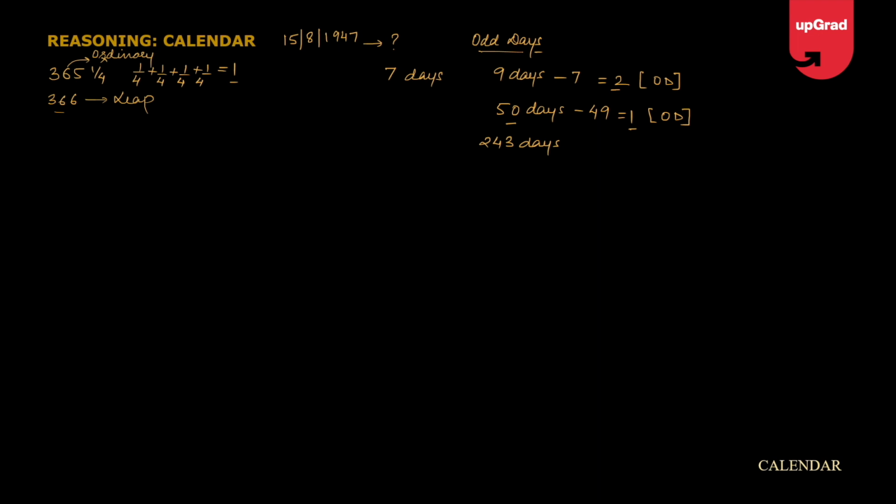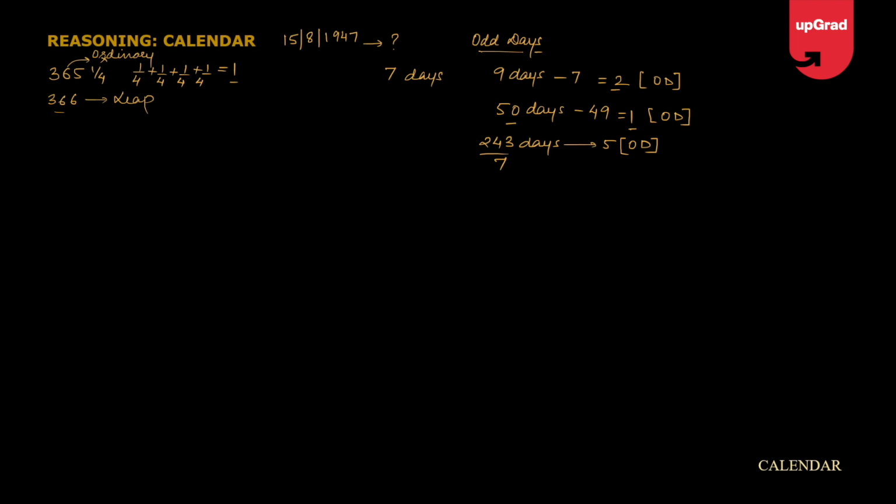So for that, what I can do is, because this is the bigger number, I'm going to simply divide it by 7 so that I can get the remainder, and that remainder will be my odd day. So 7 threes are 21, 7 fours are 28, and the remainder is 5. That is my odd day in 243 days.